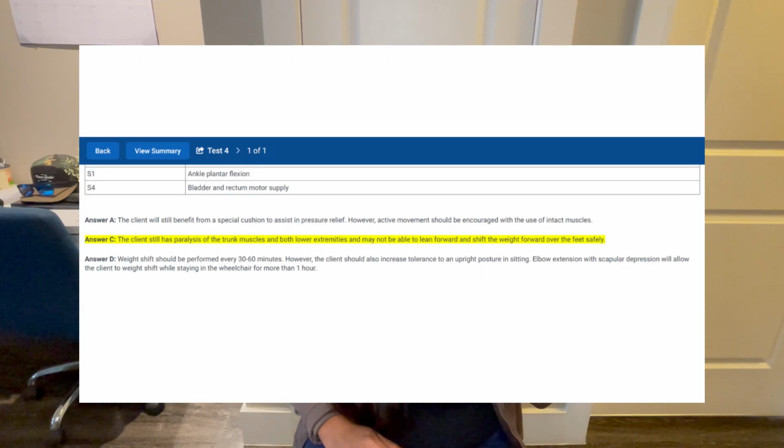Next, it was not answer C because, like I stated, the client has paralysis of the trunk muscles and of the lower extremities. They may not be able to lean forward and shift weight forward over the feet safely. So, yeah, safety concerns all the way there, which is why it's not the answer.